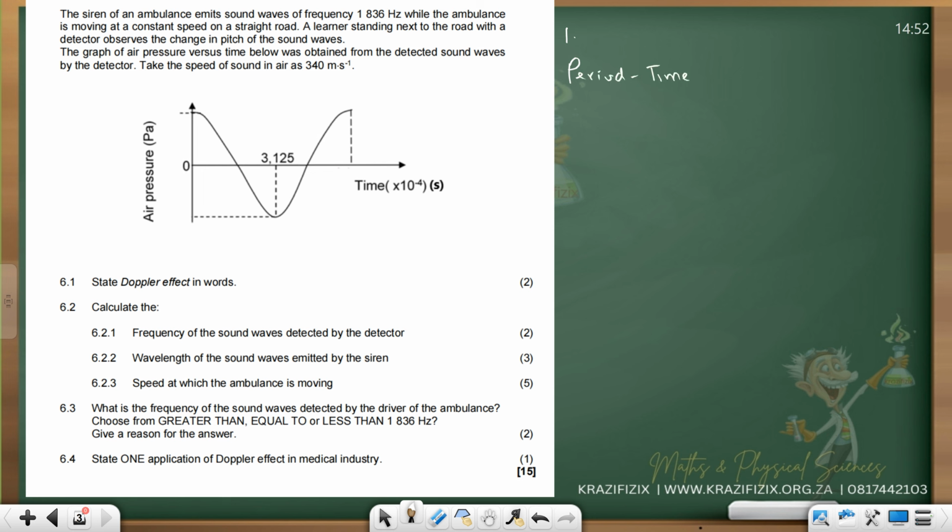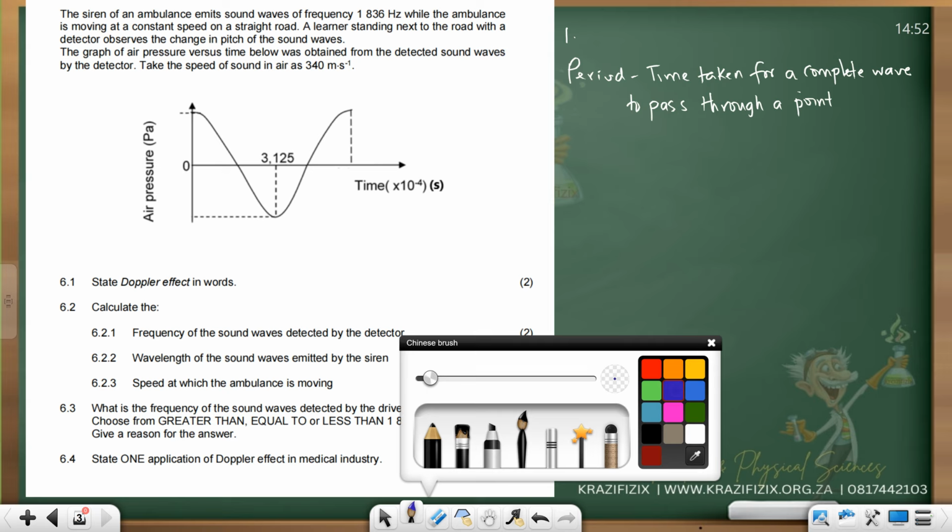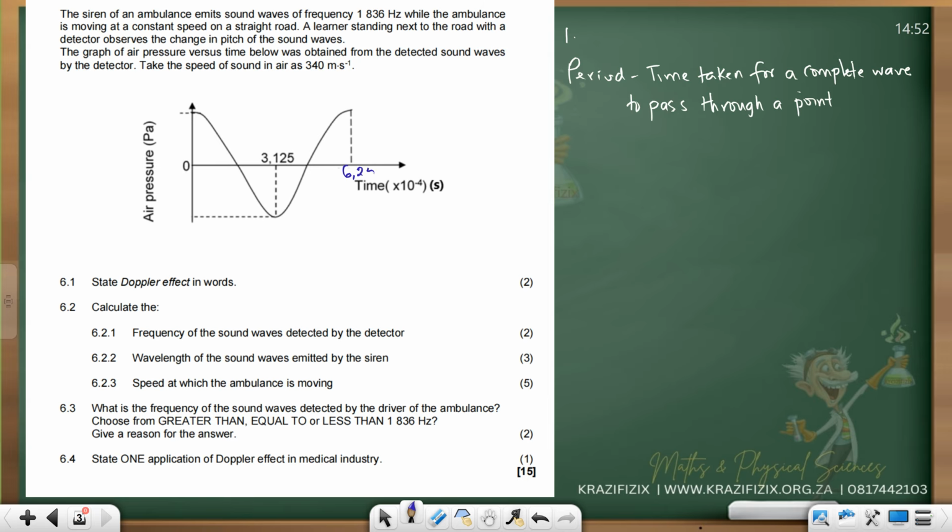To pass through a point. So if I were to ask you what is the period of this graph, what would you say? Do you notice that this is actually halfway? So if we were to complete the other half, what do you think the time would be? 6,25. That is very, very important. Once you see a graph like this, you must be able, because you just multiply that by 2.